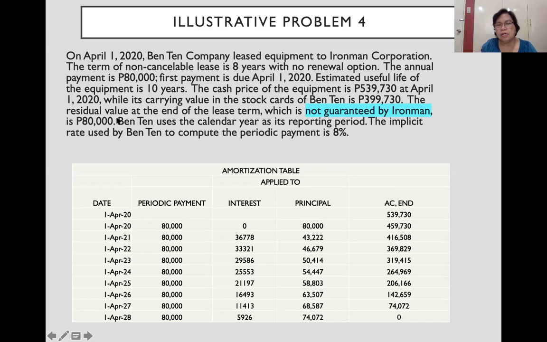However, Ironman will still be required to return the asset at the end of the lease term. So it is expected that something will be collected from Ironman, and that something is actually the asset, which is estimated by Ben 10. So in the computation of the finance lease receivable, that residual value, whether guaranteed or unguaranteed, will not matter. Hence, we have the same amortization table.